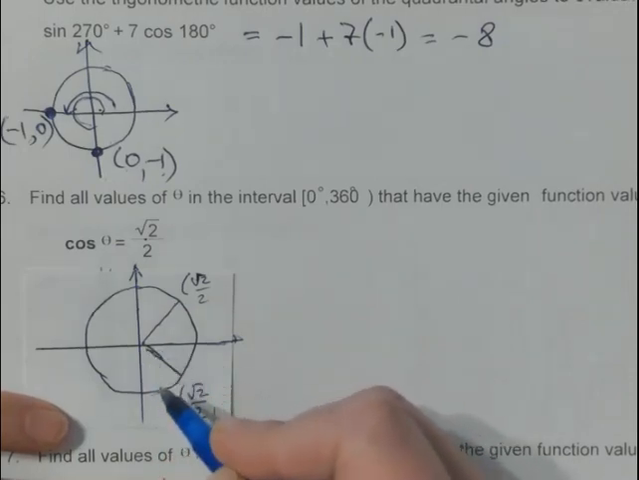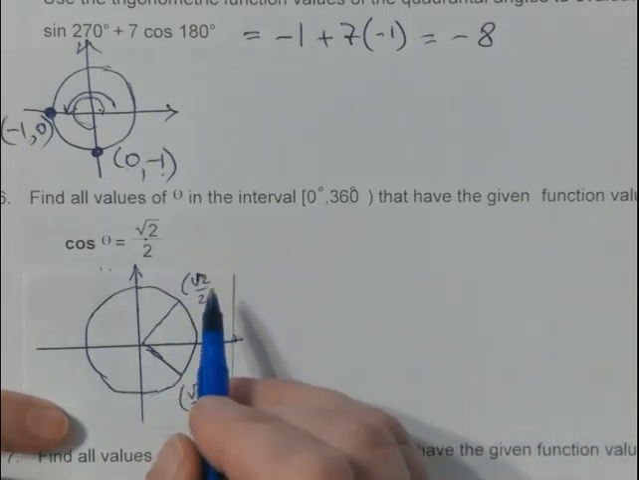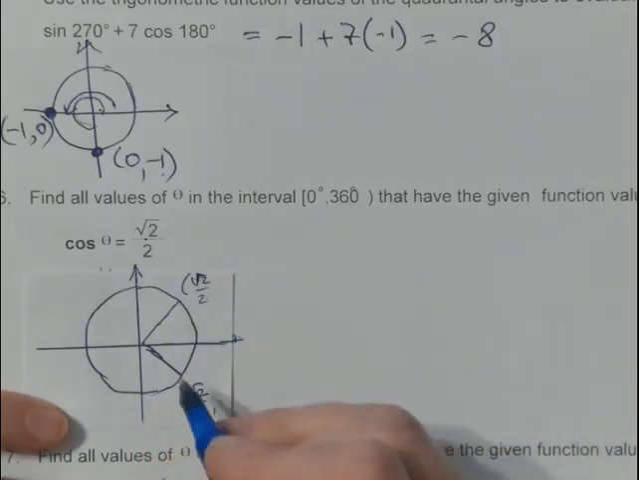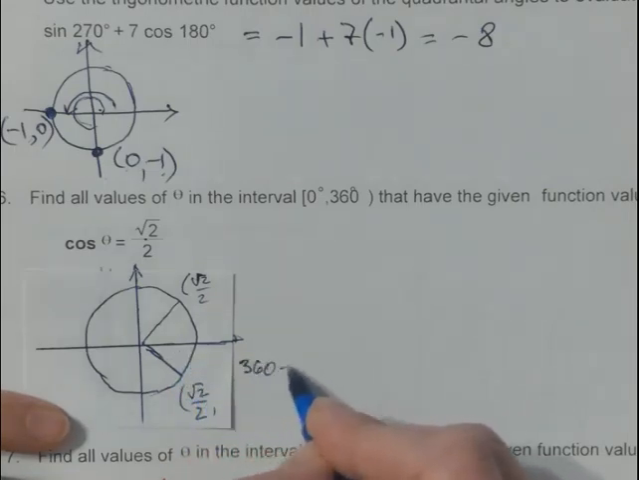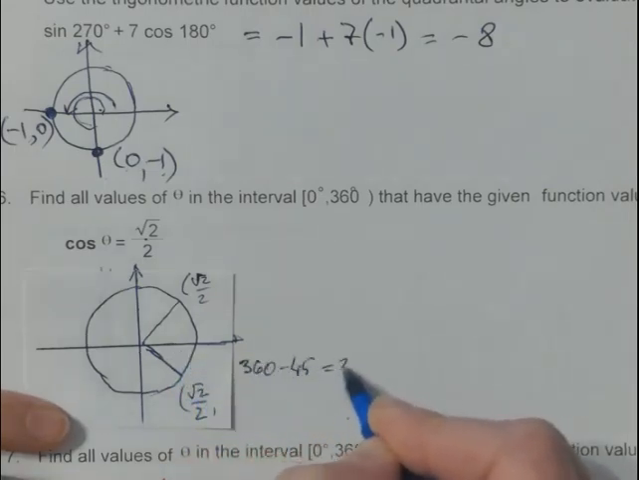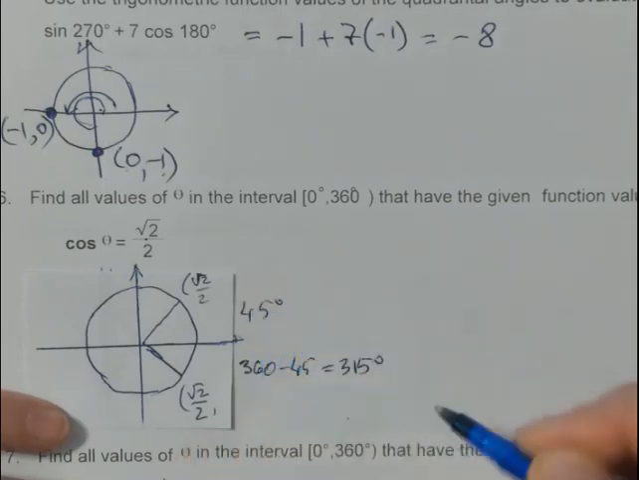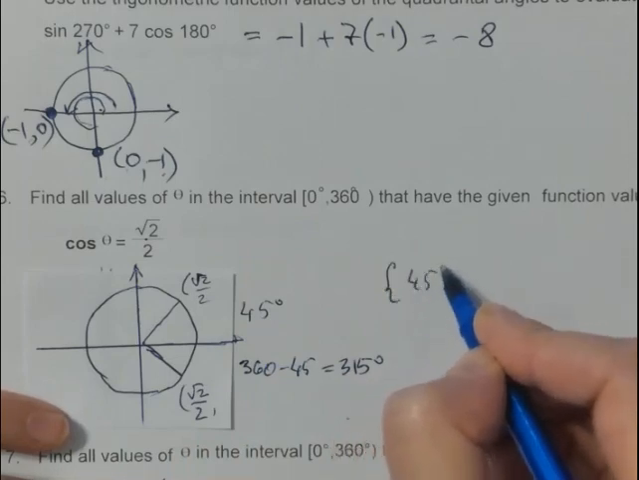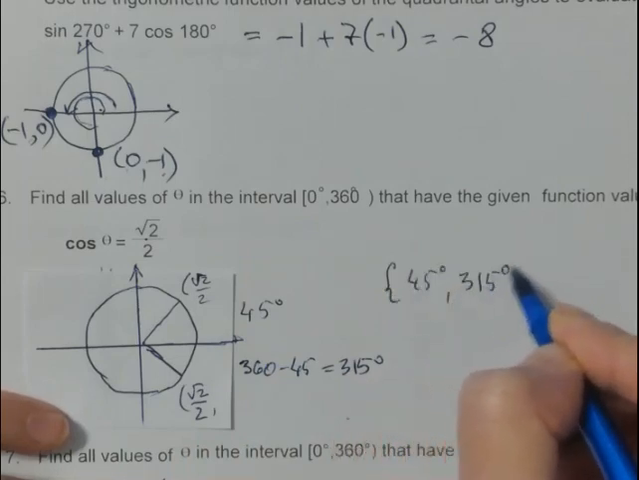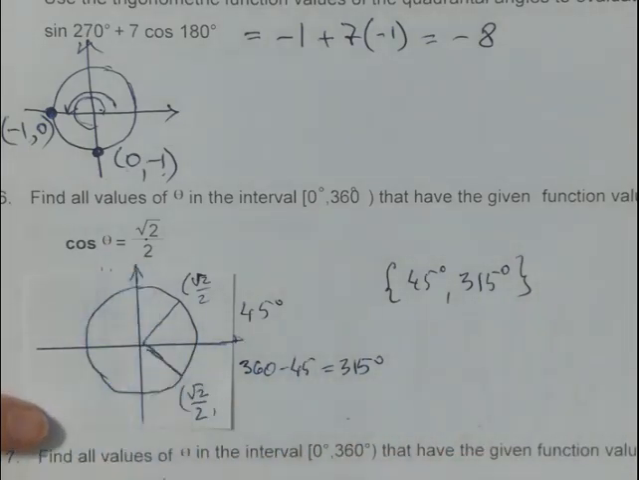This value of cosine has angles with the reference angle 45 degrees. The answer we want to have in degrees. And it's not -45, but 360 minus 45, 315 degrees, and here 45 degrees. So two angles, 45 degrees and 315 degrees, have this cosine value.